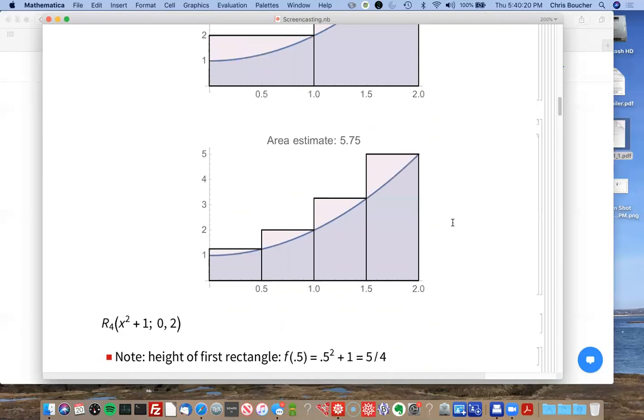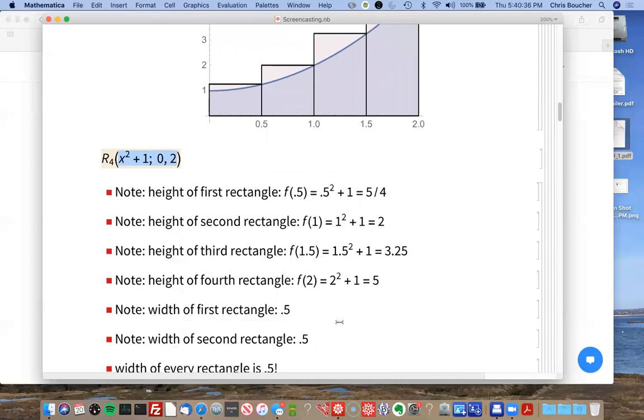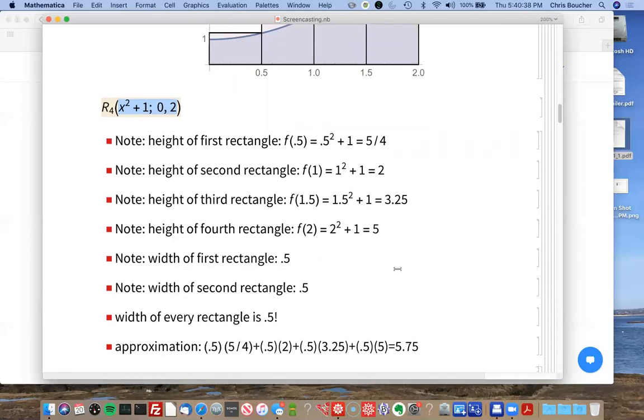My first hope is that with a little practice, you'll be able to compute things like this. It could be R4 or R5 or R8, it doesn't really matter what that number is. It could be a different function. It could be a different interval. Lay out your picture, lay out your heights and your widths, and do the computation.